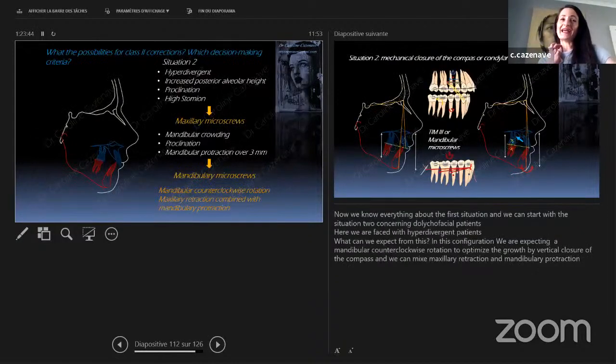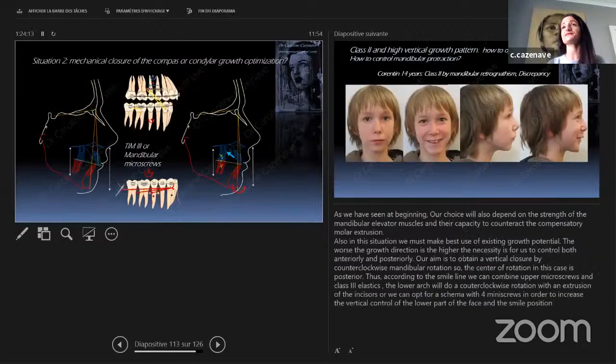Now we know everything about the first situation, and we can start with situation 2 concerning dolichofacial patients. Here we are faced with hyperdivergent patients, and what can we expect from this? In this configuration, we are expecting a mandibular counterclockwise rotation to optimize the growth by vertical closure of the compass, and we can mix maxillary retraction and mandibular protrusion.